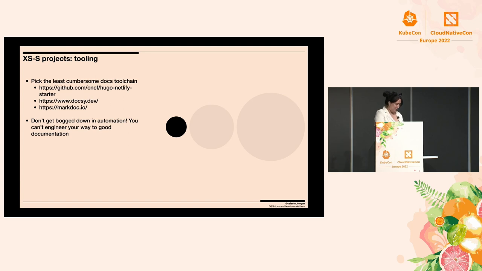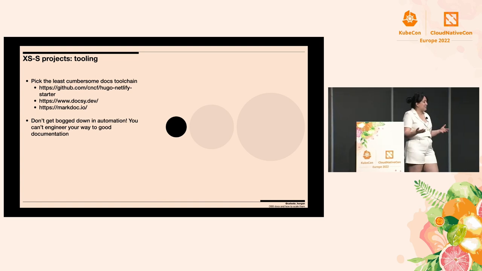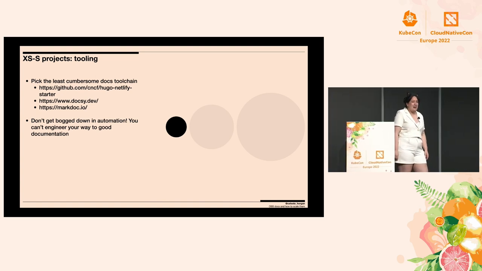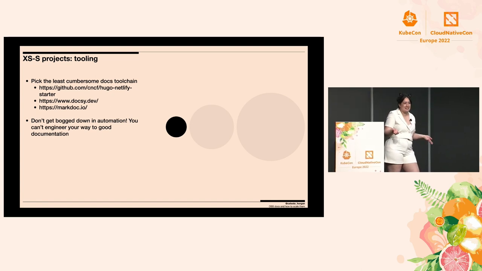Okay, so from a tooling perspective, one of the most common questions I get as a documentation person out there in the world is, do you have a best of breed tool chain for docs? Like, what's the best static site generator? How do I set this up? The unfortunate answer in the world of documentation is there isn't a best of breed right this second, but I think we're starting to approach one as we go.